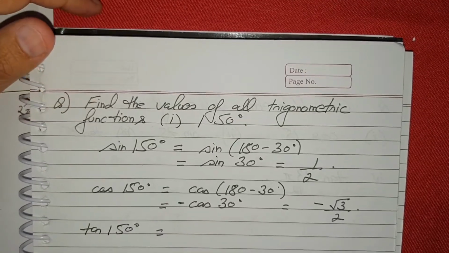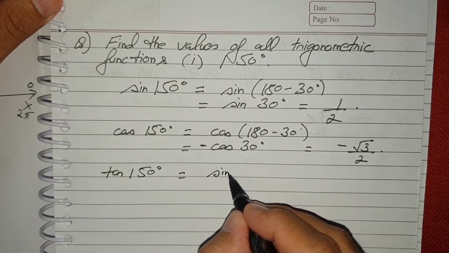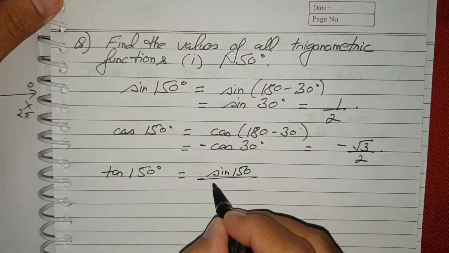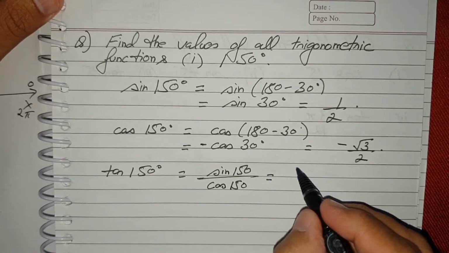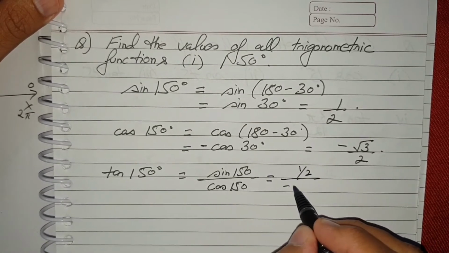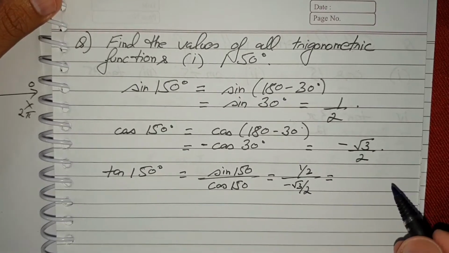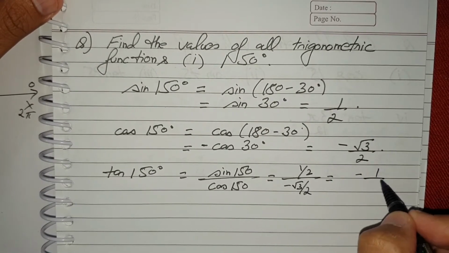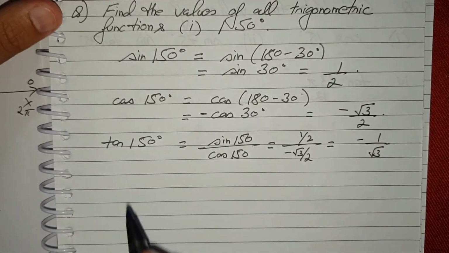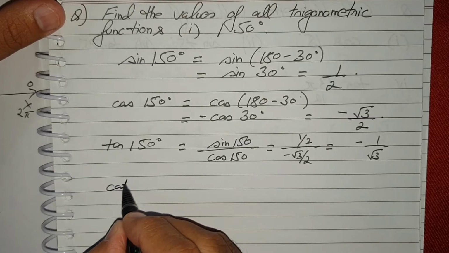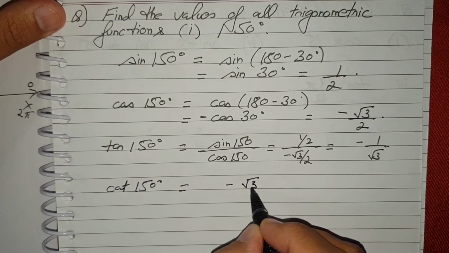Now tan 150 degree is actually sine 150 by cos 150 degree. Now sine 150 degree is 1 by 2. This is minus root 3 by 2. You solve it, you get minus 1 by root 3. This is tan 150 degree. Cot 150 degree. Cot 150 is the inverse of tan 150, which is minus root 3.